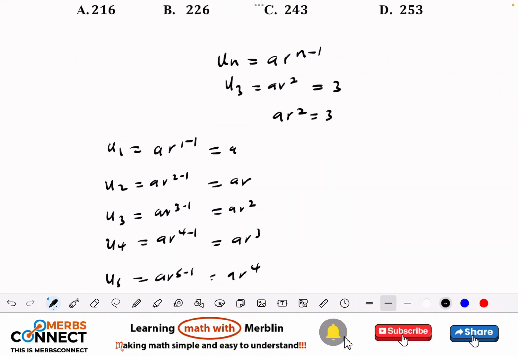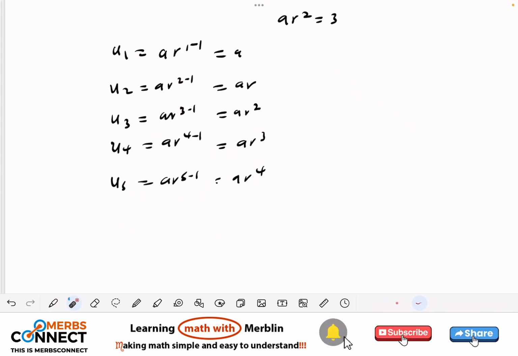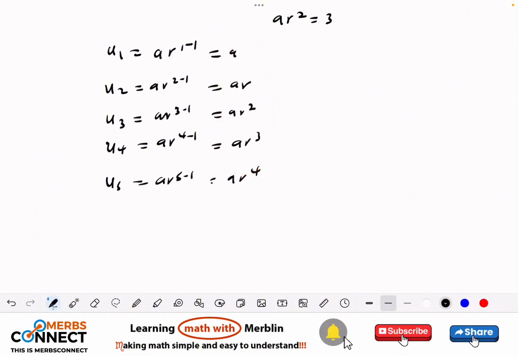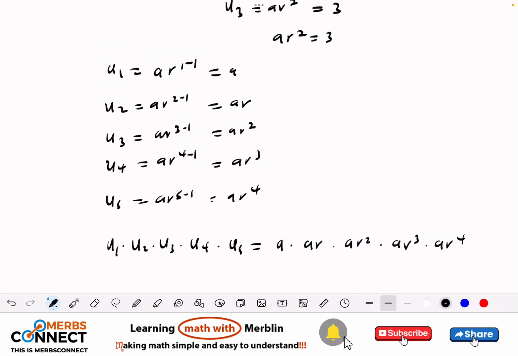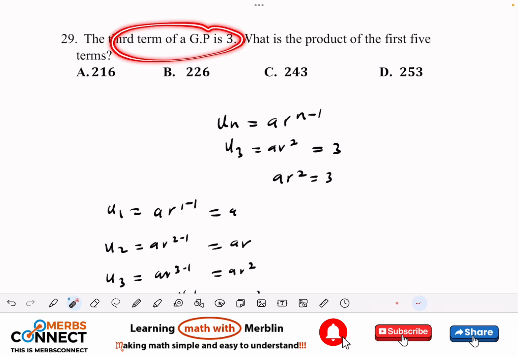So since the question is talking about the product of the first 5 terms, then we need to multiply the whole of this. So the product of the first 5 terms will be U1 times U2 times U3 times U4 times U5, which is the same as a times ar times ar squared times ar cubed times ar to the power 4. But do you know the smart move that we are going to do? We know that anytime we have a and r squared, it is equal to 3 from the question.